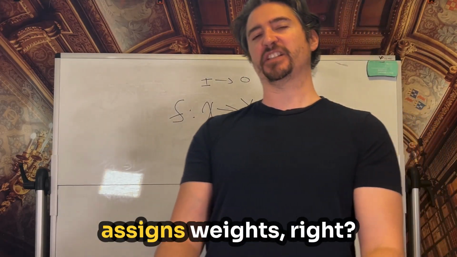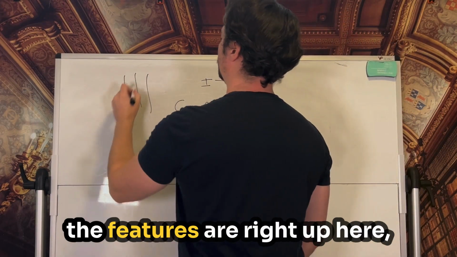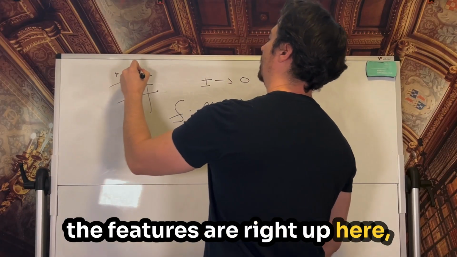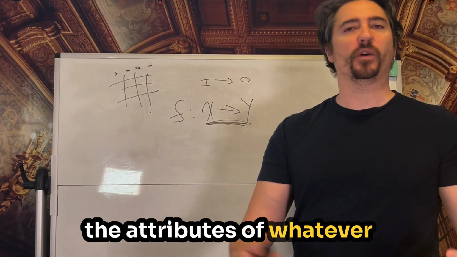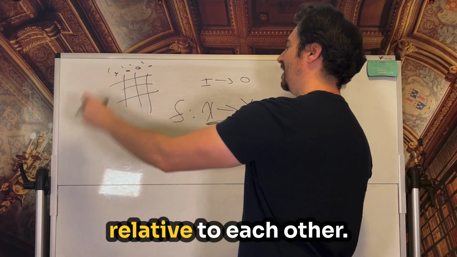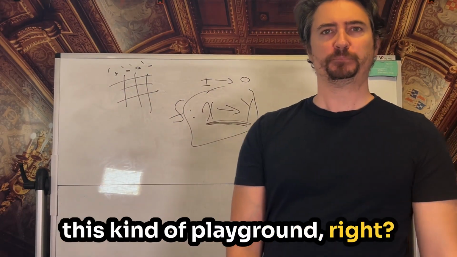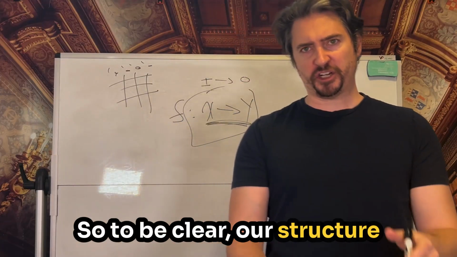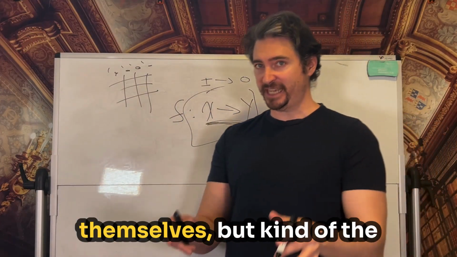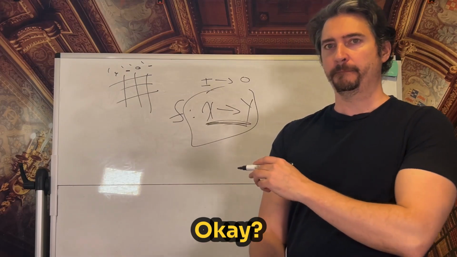So learning just assigns weights, right? Here's your playground. Just tell me how important the features are, right? Up here, the columns that you're doing, the attributes of whatever phenomena you're looking at. Just tell me how important these individual ones are relative to each other, but you still have to play within this playground, right? So to be clear, structure is not the data points themselves, but the regularities in the mapping, okay? So I think that makes sense.